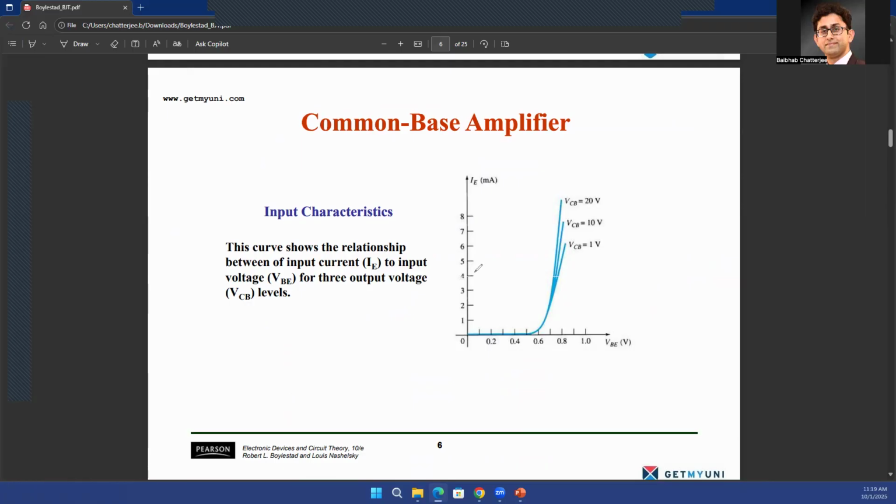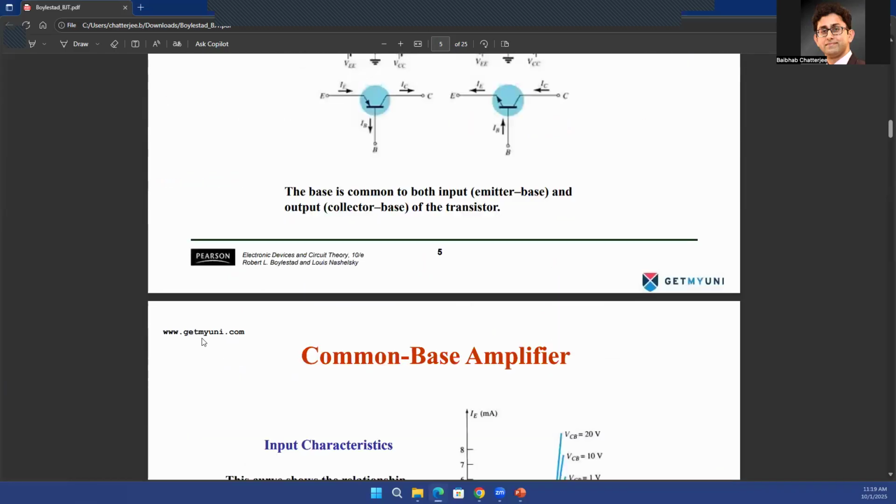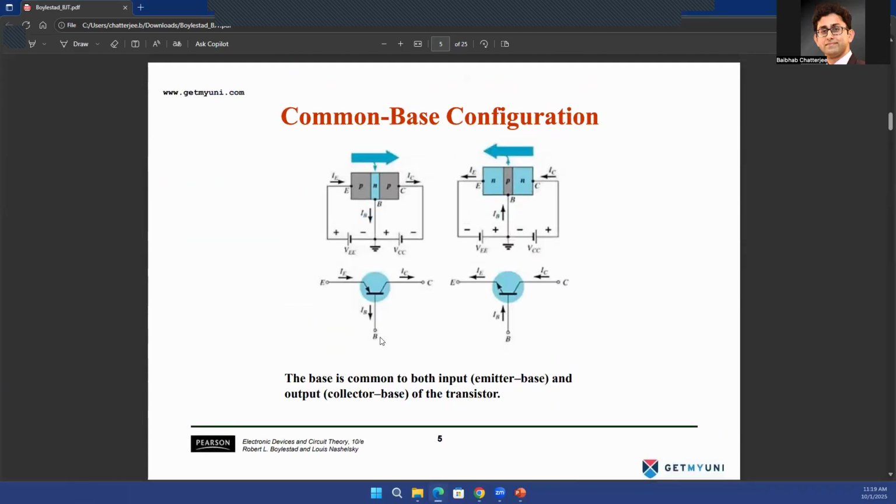The common base amplifier's input characteristic looks like this. This looks very similar to a diode. The input characteristic is defined as the current that flows in the emitter terminal. If I go back to the previous slide, your base was the common terminal, your emitter was the input, and your collector was the output. That's how we define the common base configuration. So the emitter is the input terminal.